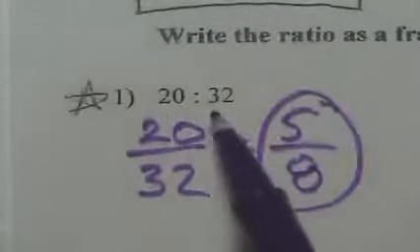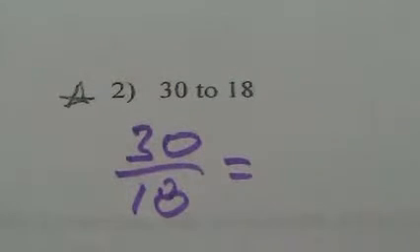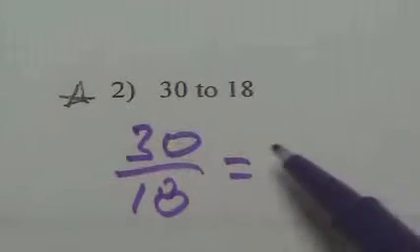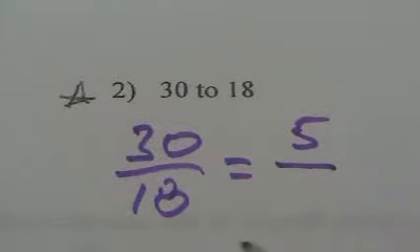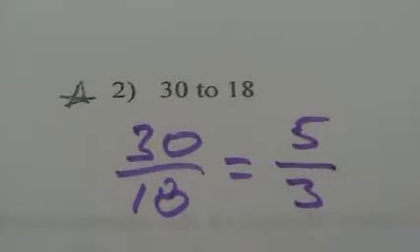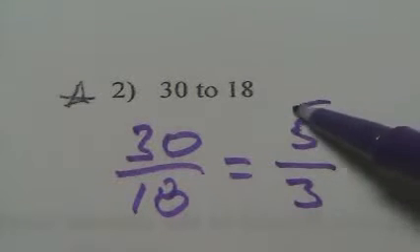By the way, this is chapter 6.1. For number 2, 30 to 18, that's 30 over 18. Okay, what number will go into both of these? What's the largest one? How about 6? 6 goes into 30 5 times. 6 goes into 18 3 times. And that's all the further we can leave it. We have to leave it as a fraction, not a mixed number, but a fraction.